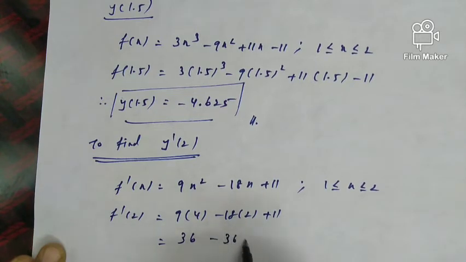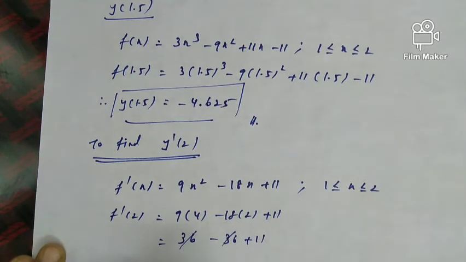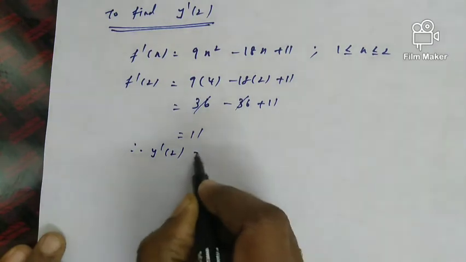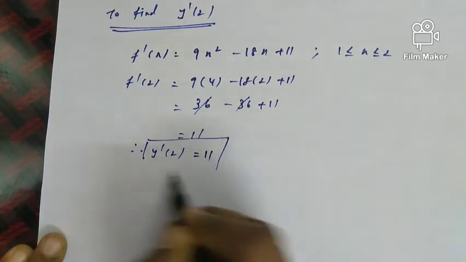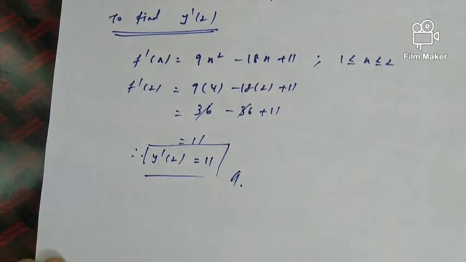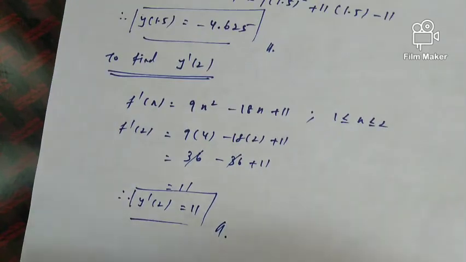That means 9 fours are 36, minus 36 plus 11. We can cancel these two, we can get 11. Therefore, y dash of 2 is equal to 11. So this is the last part of this question.